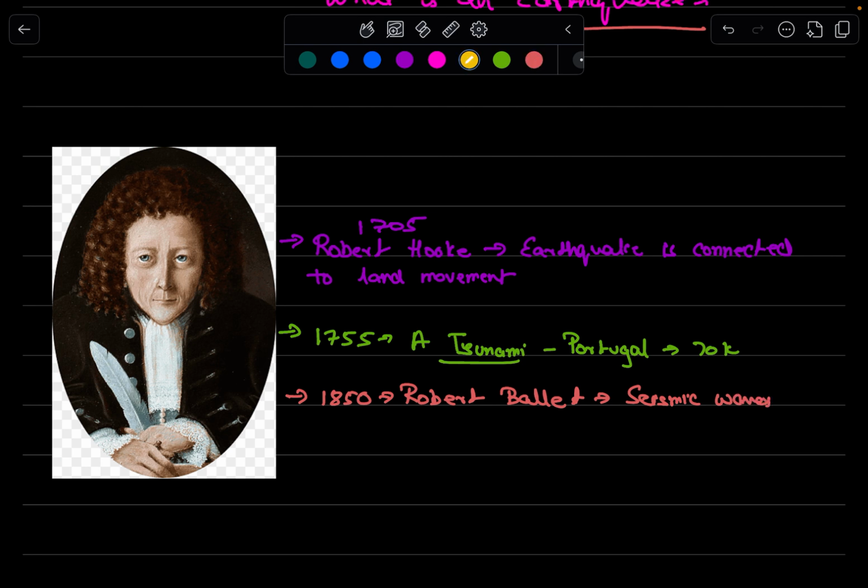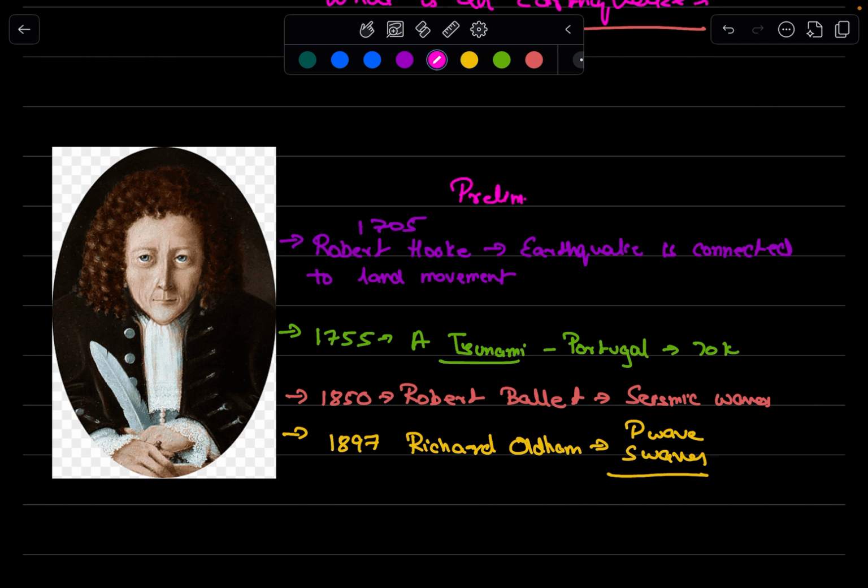Alright, and thereafter, not too long after, in 1897, it was Richard Oldham who said that there are actually P waves and S waves. Later on, as time went by, we started to understand about other waves as well. But this was the preliminary study which was done from the perspective of earthquakes.